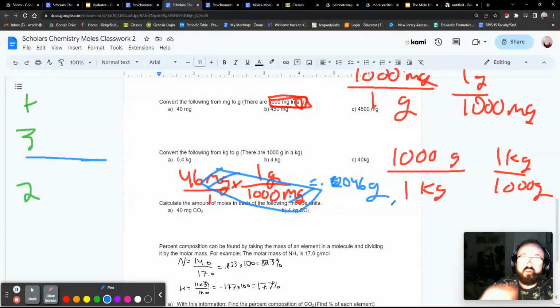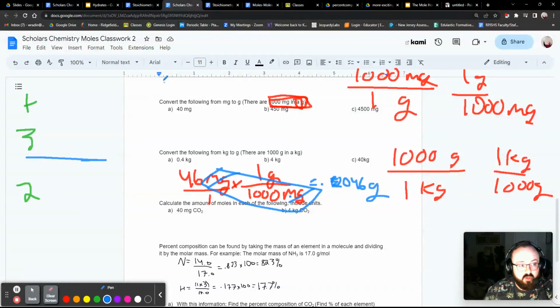Then once it's in grams, you do the same thing that we've just done. You can just do this additional step here. You're going to get something in kilograms or milligrams. You have to know those conversions. I'll show you an example of this later.